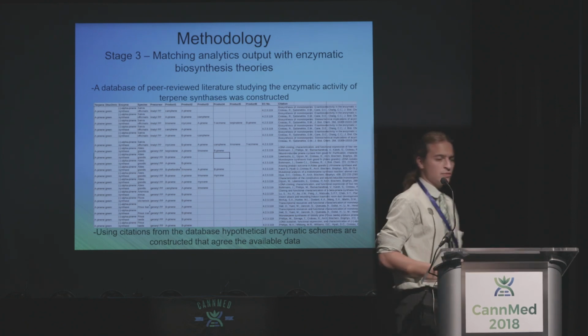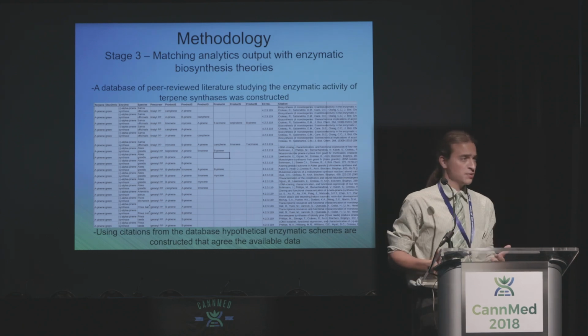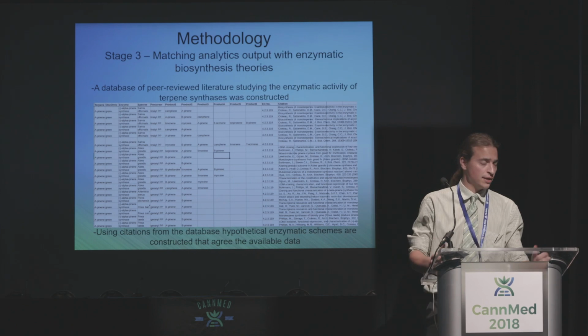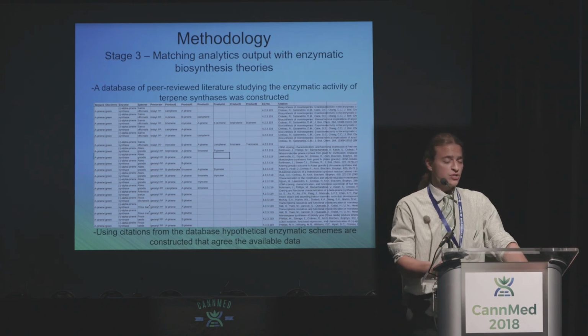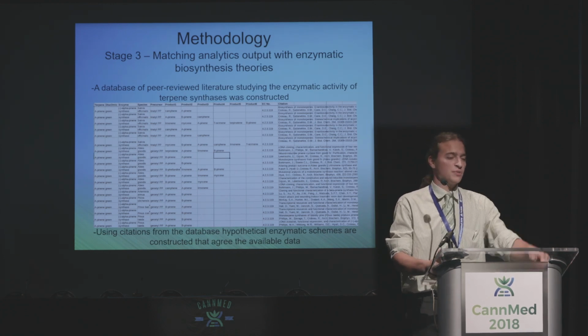All right, and so now we're on to the third stage of the methodology. Once we have the chemical data, once we play with it, or let the computers play with it, we got to map this together and explain how these terpenes are being made by enzymes. So step one is we needed peer review literature on enzymes, terpene synthases in higher plants, just to get us in the ballpark. And so this is just a screenshot from a database we've built.